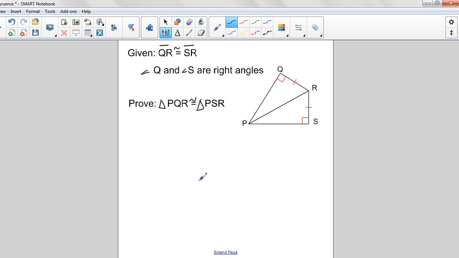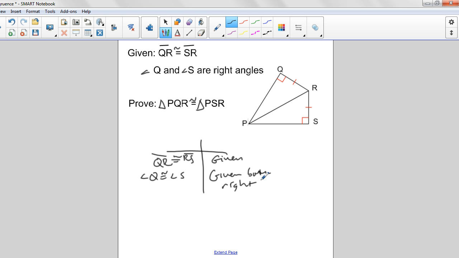Here's another example for you. Segment QR, as it's marked, is congruent to segment SR. And it's also told to you that Q is a right angle and so is S. Okay, so we could put in our given: QR is congruent to RS. Well, that's given. We could say angle Q is congruent to angle S. Well, it's given that they're both right angles. So if they're both right angles, they're congruent to each other. That's my angle symbol.